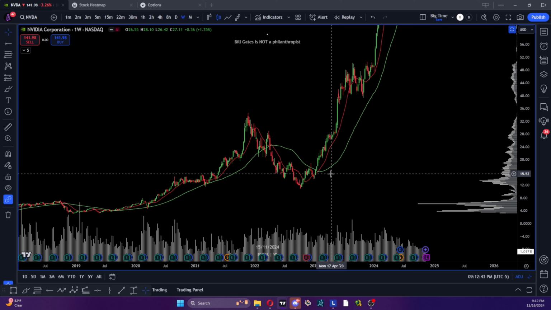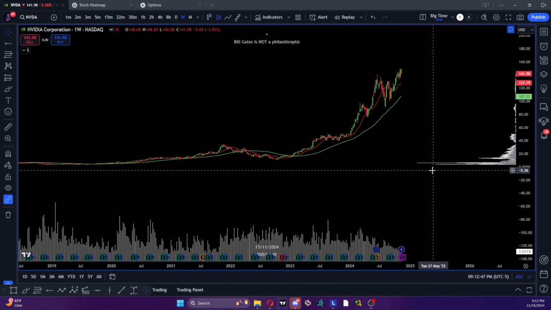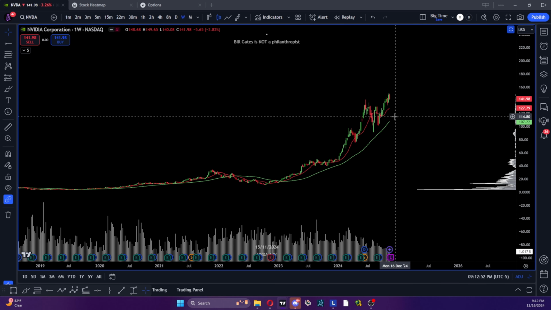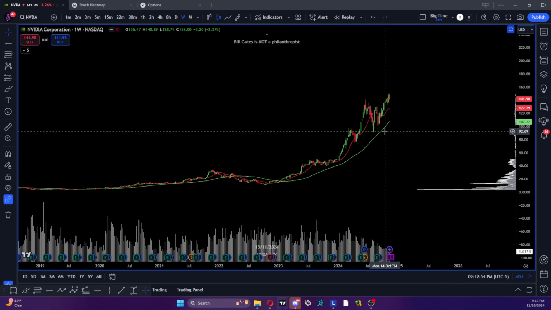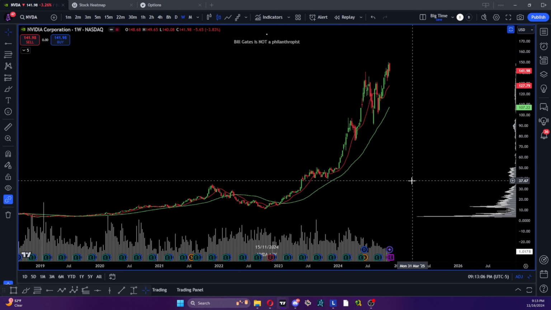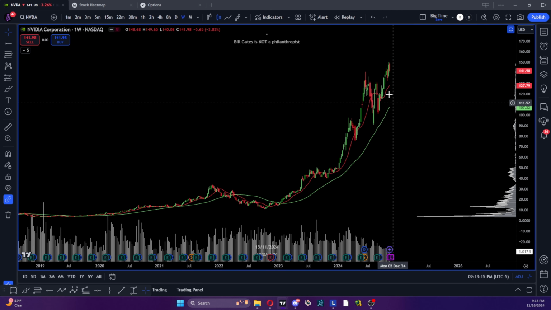Look at it, if you would have held it since then. Look at what it did. Did the 50 ever cross underneath the 200? No, still hasn't. So this is an example of what's known as the golden cross. And you can tell that on the weekly, we've never broken down below the 200 SMA. Nvidia has never been bearish long term.